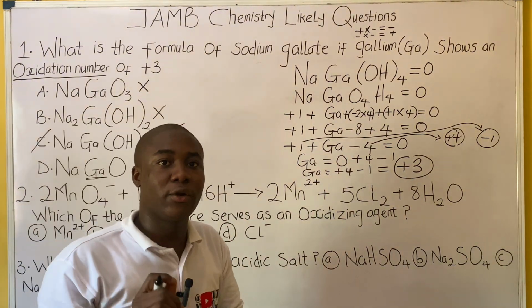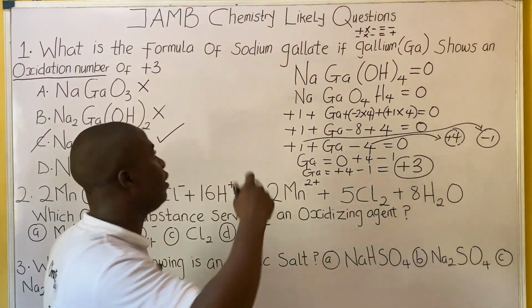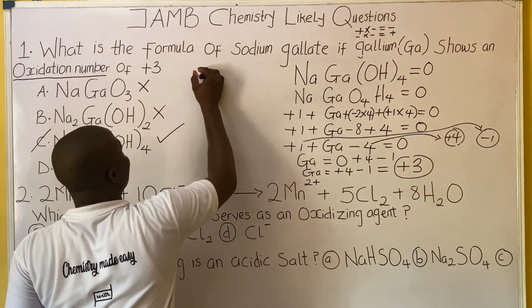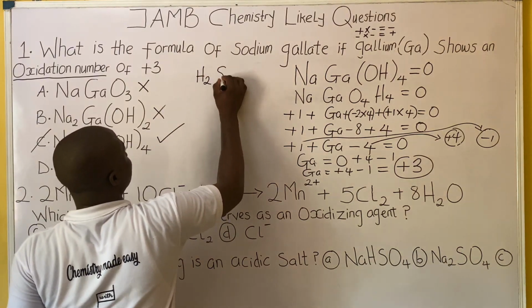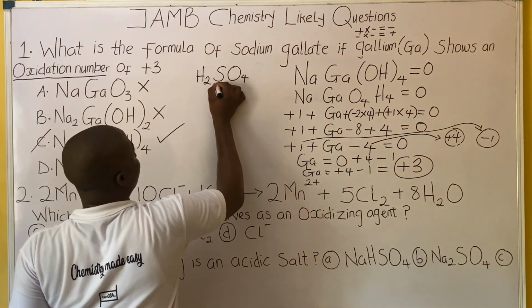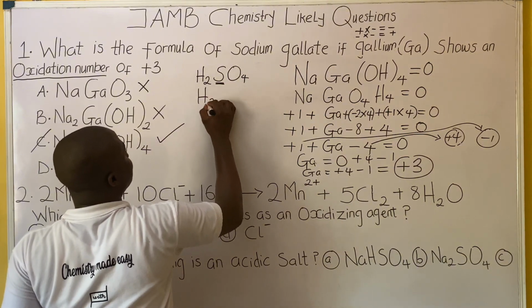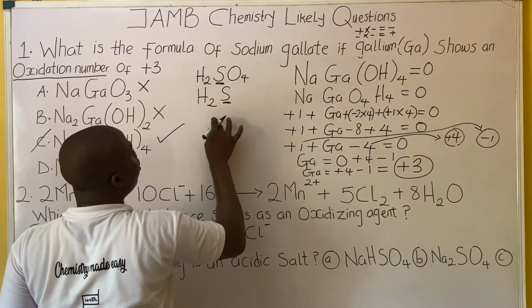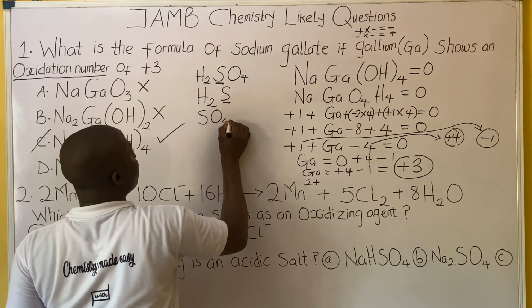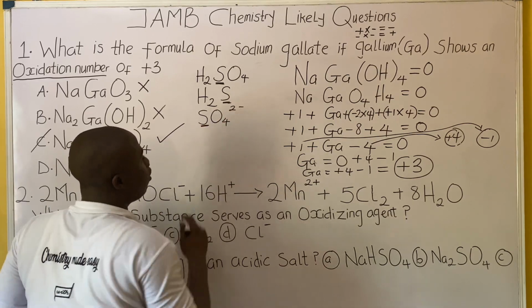So you calculate for the oxidation number of sulfur in the following compounds. All right, you are calculating for sulfur in this H2SO4. You are calculating for sulfur. You are calculating for sulfur in H2S. It's simple. You are calculating for sulfur in SO4 2 minus. All of them are simple.